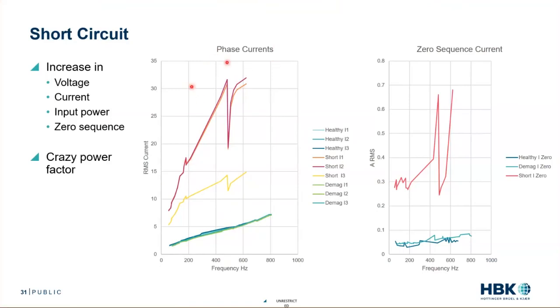That's a no-brainer. Also, if I look at my zero sequence voltage, my healthy and my Demag, with some mathematical analysis, we could probably determine that these two were statistically different, but that short circuit's just screaming, like very easily monitor for this. So we see increases in voltage, increases in current, increases in input power, increases in zero sequence voltage, and the power factor was just crazy. I wanted to plot that, but it was just nonsense, which is an indicator.